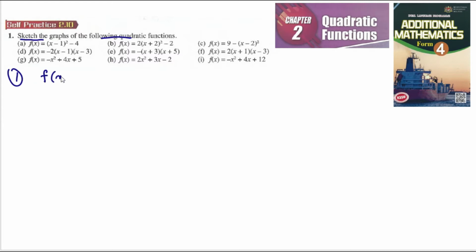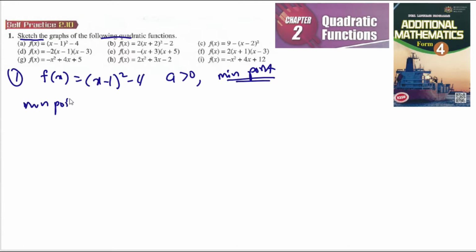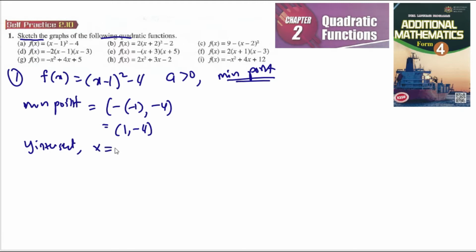So f(x) is equal to (x minus 1) squared minus 4. So we see a is larger than 0, so it has a minimum point. The minimum point is equal to 1, negative 4. So for the y-intercept, x is equal to 0. So f(x) is equal to (0 minus 1) squared minus 4, which is equal to 1 squared minus 4, which is equal to 1 minus 4, which is negative 3.